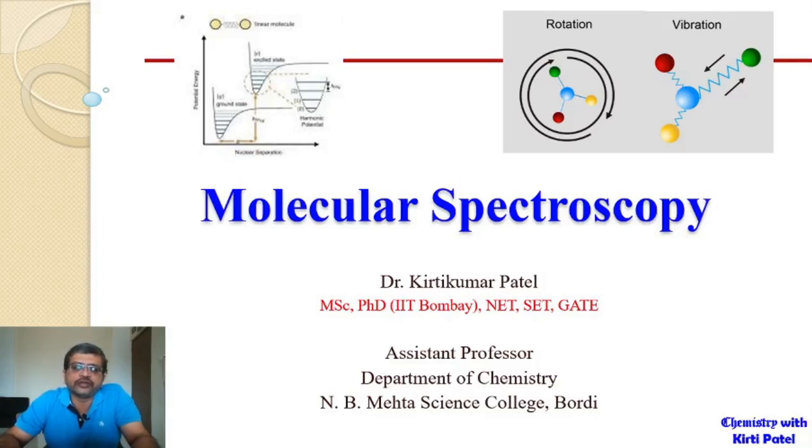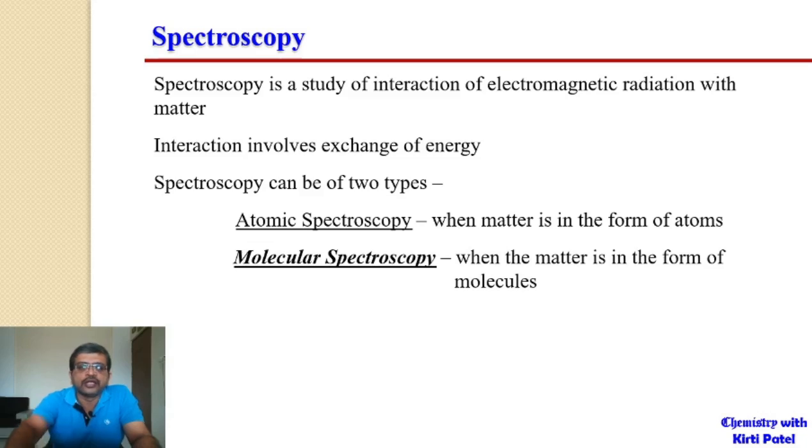We will be starting with a new unit, molecular spectroscopy, from this lecture onwards. What is molecular spectroscopy? Molecular spectroscopy is the interaction of radiations with matter. So the study of interaction of electromagnetic radiations with matter is called spectroscopy.